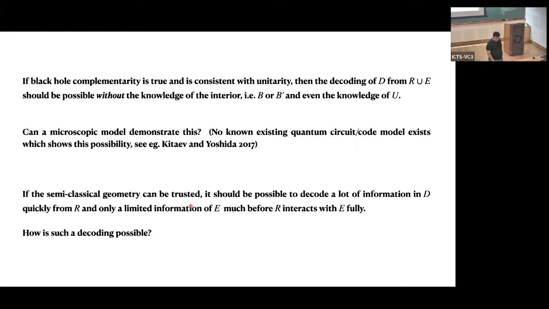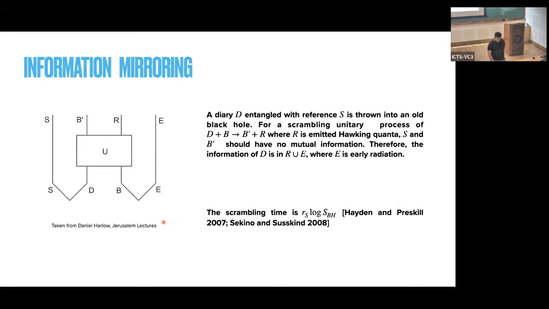Then if the semi-classical geometry can be trusted, it should be possible to decode a lot of information in D quickly from R with only a limited information of E. The reason is that if you believe the picture that the information has now come out of the black hole in R, and E is very far away because it's very early radiation, then you would think the information can be decoded readily from here and only some small information of E, not so much. That's a rough picture that we thought of.